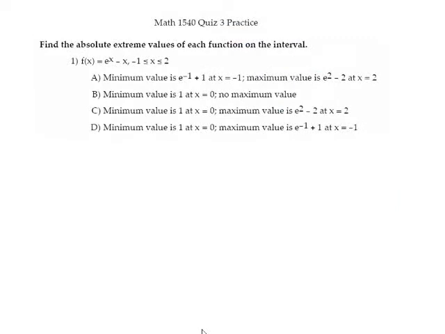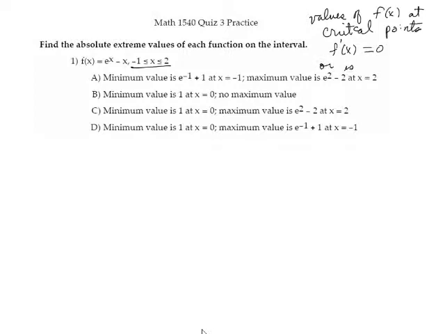Here in problem 1, we want to determine the absolute extreme values of the function on an interval, and the interval that's given is between x equal minus 1 and x equal plus 2. When you're looking at extreme values on an interval, the things you want to consider are the values of f of x at the critical points. That would be where f prime of x equals 0 or it's undefined.